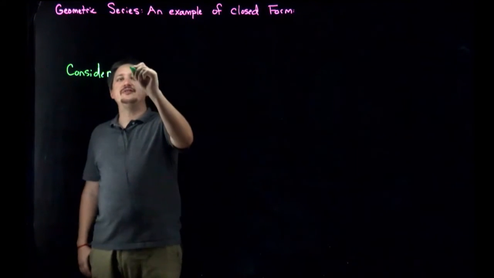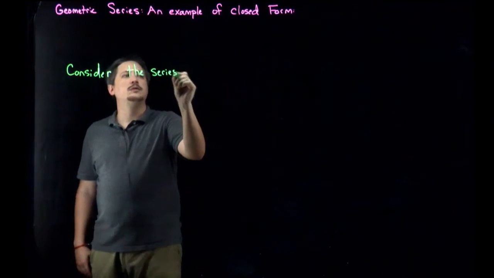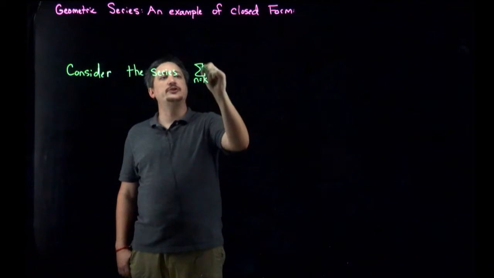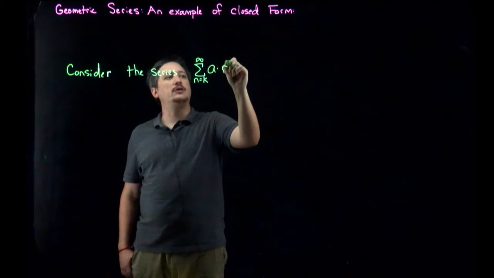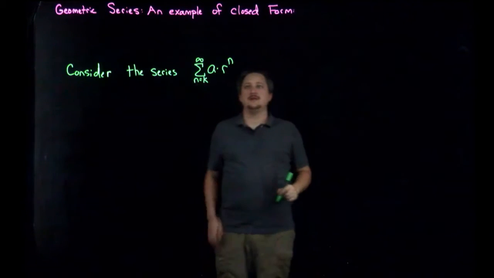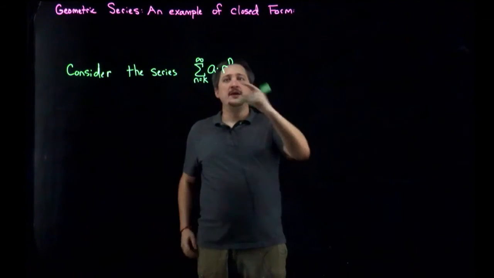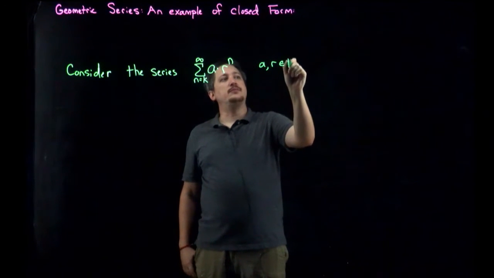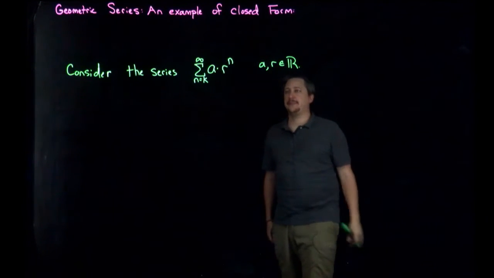So consider the series, the sum from n equals some starting point to infinity of a times r to the n. So n is my dummy variable. It's starting somewhere going to infinity. The only thing I know about a and r is that they are real numbers. I know nothing else yet.